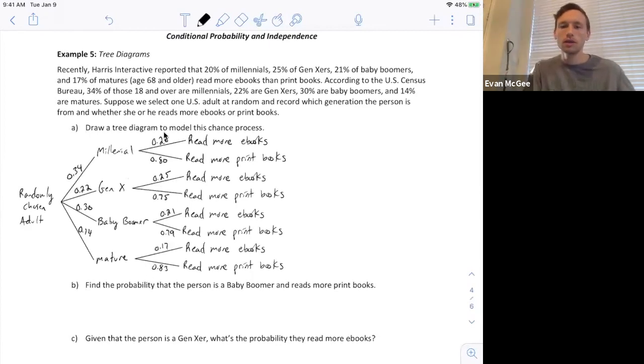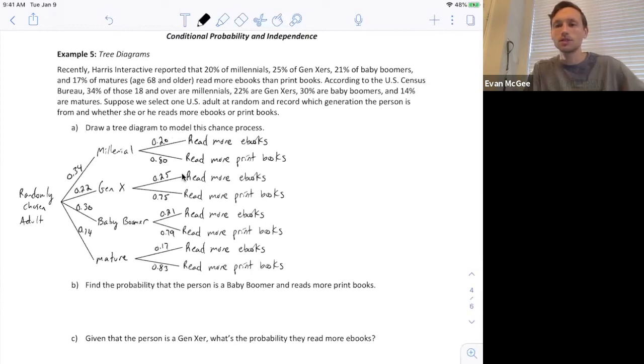Okay, so now I have all my conditional probabilities listed here. The key for a tree diagram is to figure out the order of events, and then you need to be able to figure out from the problem which ones are the conditional statements, because those are always going to be the probabilities that are listed second.